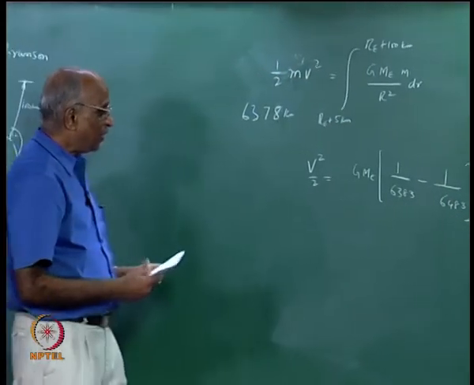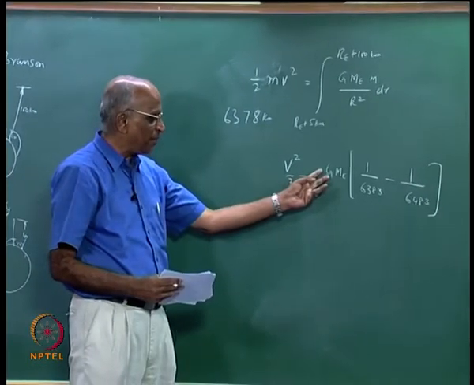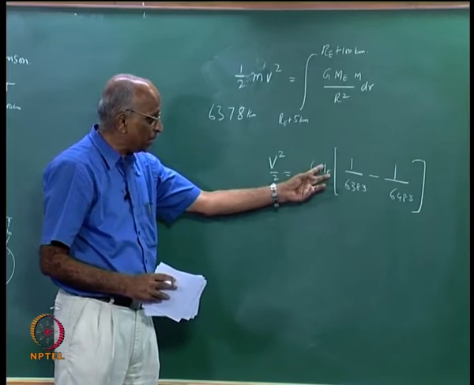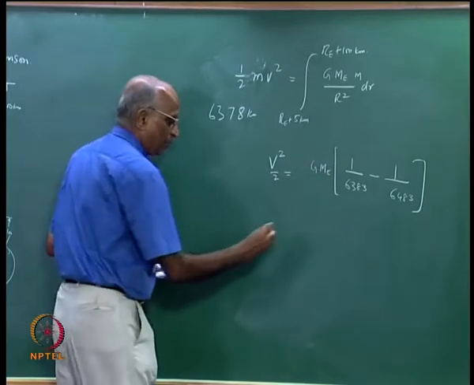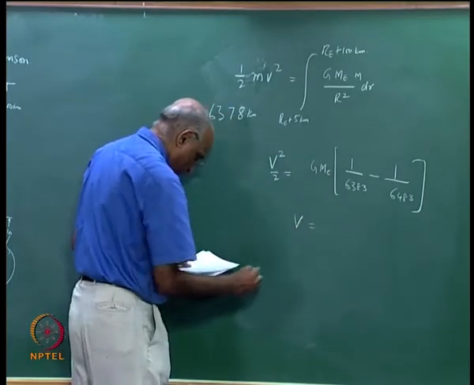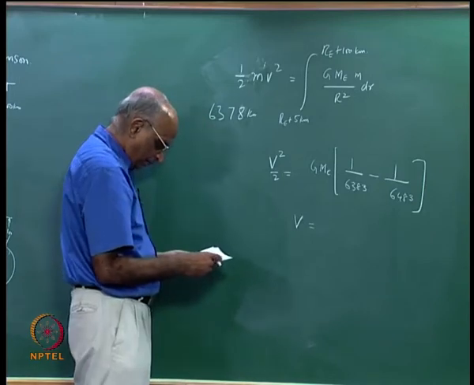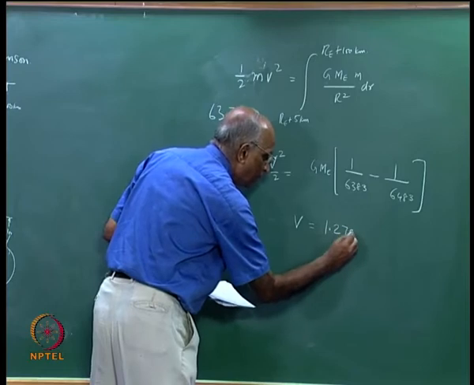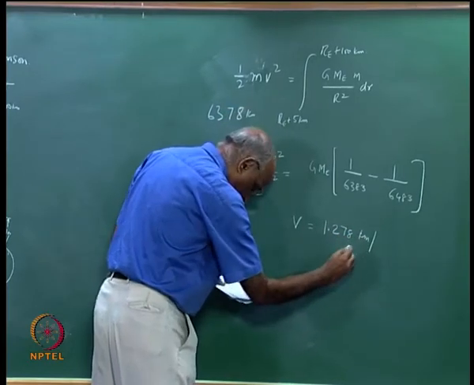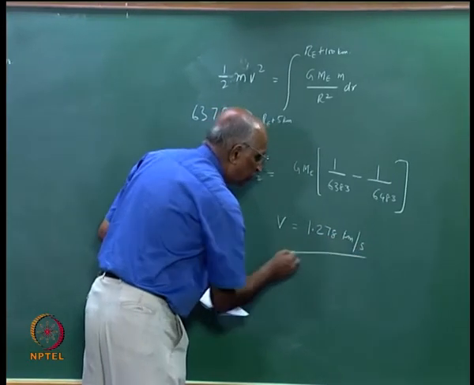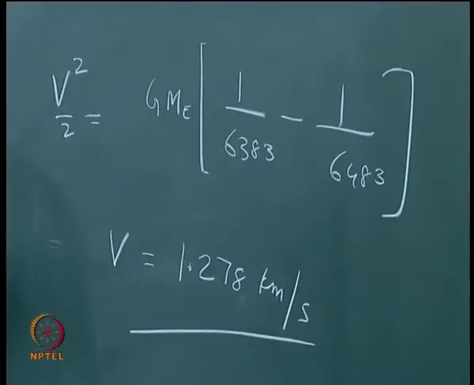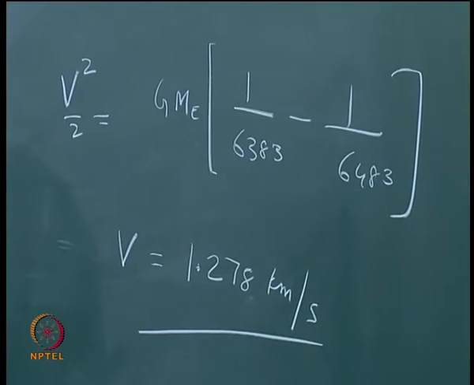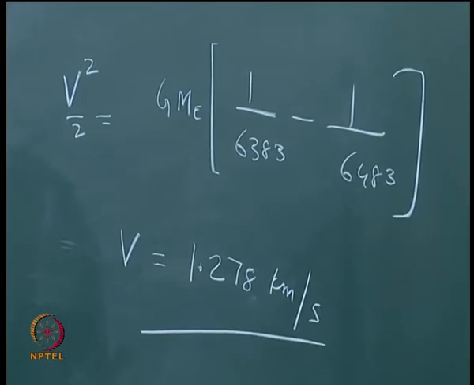We substitute the value of G, 6.67 times 10 to the power minus 11, and the mass of the earth, and I get the velocity that is required, and this velocity will come out to be something like 1.278 kilometers per second. Once you know the velocity which must be given, I can design my rocket accordingly, and that is what I will be doing towards the end of this class today.